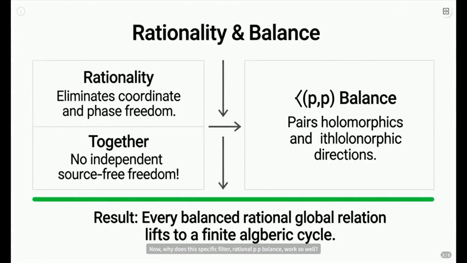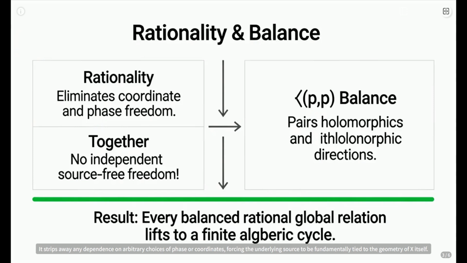Now, why does this specific filter, rational (p,p) balance, work so well? Two key ingredients. First, rationality. When we say rational, we mean stable across different coordinate systems, conjugations, and representations. It strips away any dependence on arbitrary choices of phase or coordinates, forcing the underlying source to be fundamentally tied to the geometry of X itself.